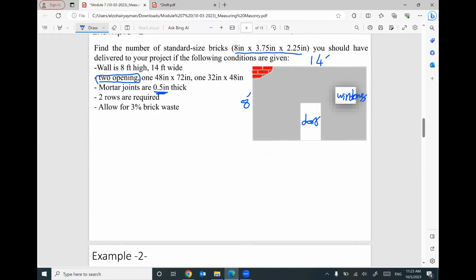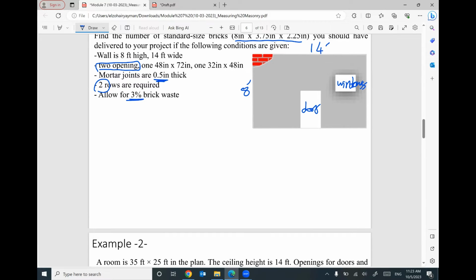total number of bricks. We have here 2 rows, so I have to adjust this number by multiplying it by 2. And also we have extra 3%, so I have to multiply this number by 1.03.